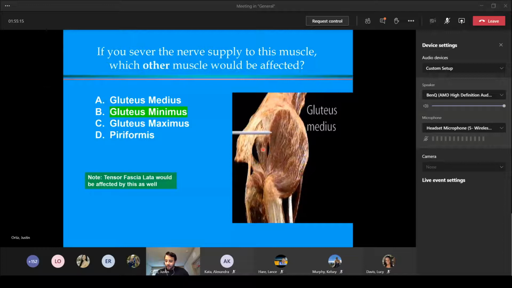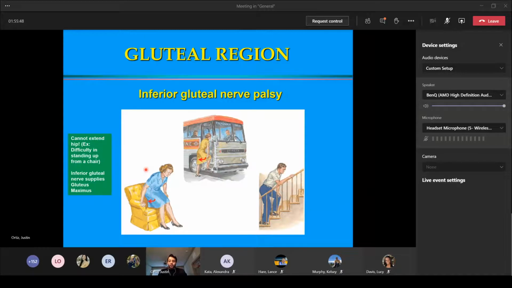Because right here, remember, this is going to be the gluteus medius, right? The reason why I know that is because it goes all the way to the iliac crest. The gluteus minimus doesn't do that. So the gluteus medius is going to go all the way up here. And we know it's not the gluteus maximus because the gluteus maximus, you can't miss it. It's ginormous. So this would be the gluteus medius, which is why I asked which other muscle would be affected. If we know that the superior gluteal nerve is going to innervate the gluteus medius, then we know that the gluteus minimus will also be affected. But also note the tensor fasciae latae will also be affected as well. So note that too.